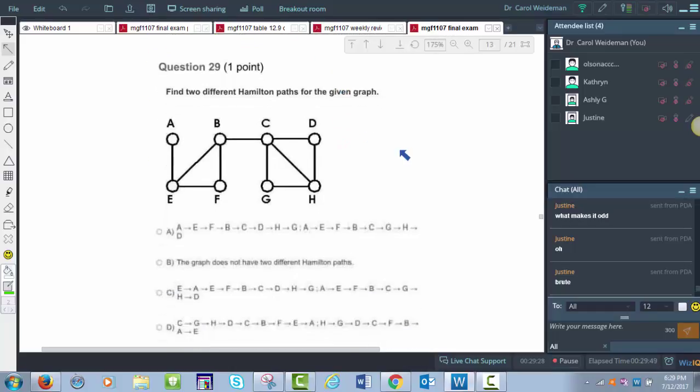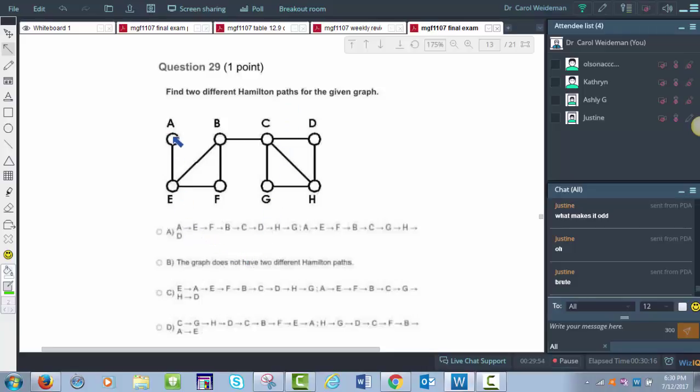Find two different Hamilton paths for the given graph. Now, what's the difference between a Hamilton path and a Euler path? Who remembers that? Remember, a Euler path or circuit, we're talking about edges. When we talk about Hamilton, we talk about going through the vertices. So we want to find Hamilton paths, not circuits now, for the given graph. So let's take a look at what they give us here.